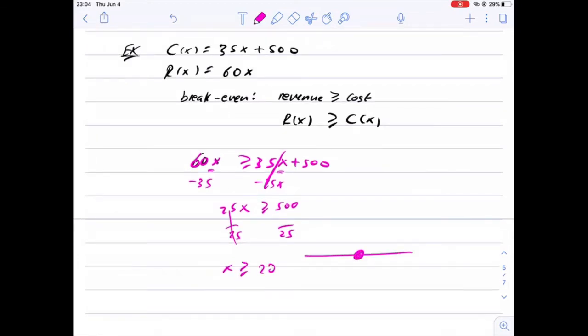On the number line we have 20 here. It's closed because we have equality. x is greater than or equal to this, that means to the right. So the solution set, or the interval, is 20 to infinity. So any value from 20 to infinity will satisfy the break-even.